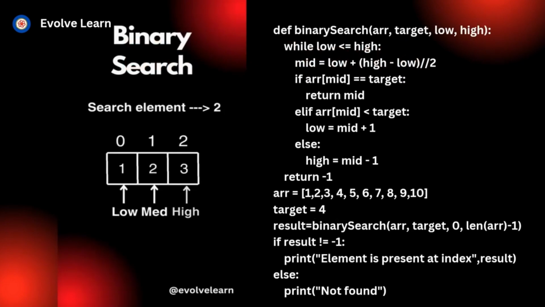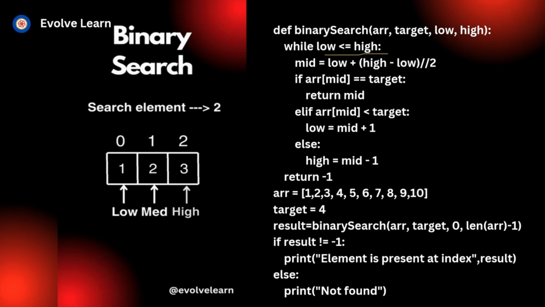Coming to the explanation of the code, in the first line we use a def keyword to define the binary search function that takes these 4 as its parameters, where this represents the array and the target is the number which we are searching for, and these low and high are the indexes of the array. In the next line, it enters a while loop that continues as long as the low index is less than or equal to the high index.